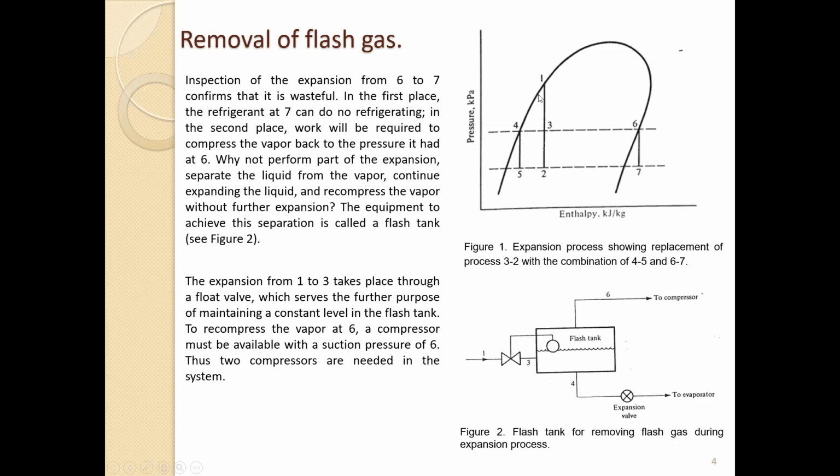The expansion from 1 to 3 takes place through a float valve, which serves a further purpose of maintaining constant level in the flash tank. To recompress the vapor at 6, a compressor must be available with a suction pressure at 6. Thus, 2 compressors are needed in the system.